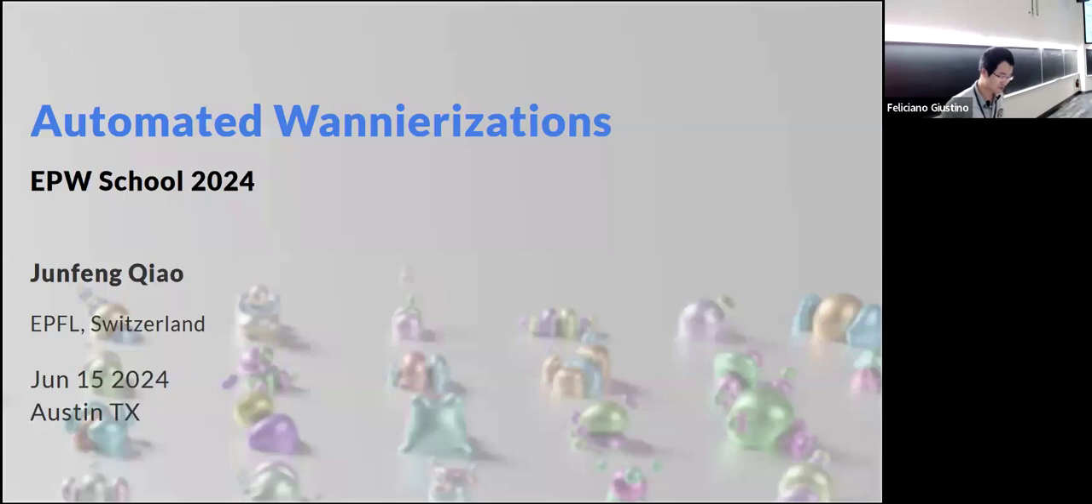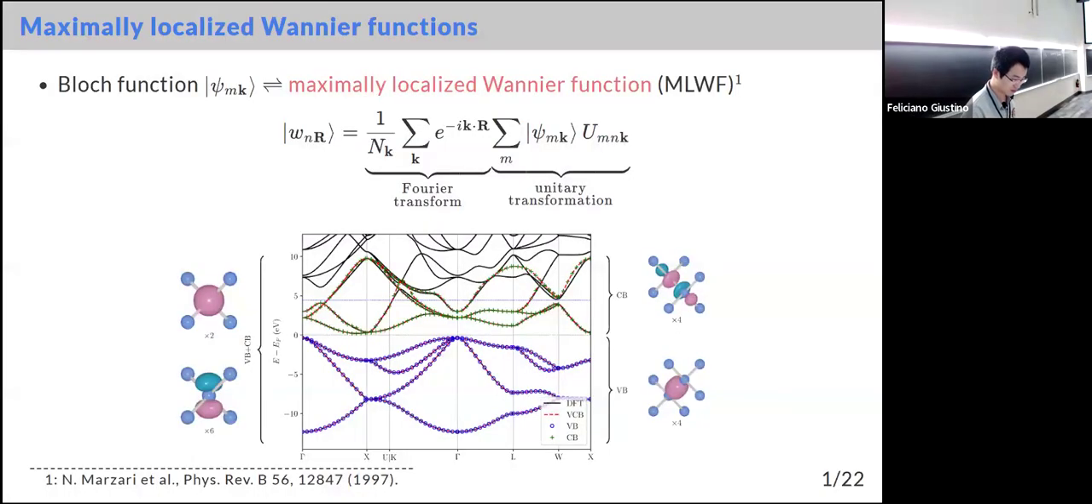So basically, I'm Junfeng Qiao from Professor Nicola Marzari's group at EPFL. Today I'm going to talk about automated Wannierization, that is, obtaining Wannier functions automatically. As Professor Marzari showed us on Monday, the maximally localized Wannier functions are just mathematical transformations of the Bloch wave functions. There are two transformations.